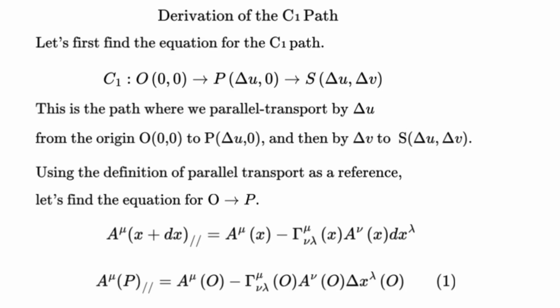Derivation of the C1 path. Let's first find the equation for the C1 path. This is the path where we parallel transport by δu from the origin O to P, and then by δv to S. Using the definition of parallel transport as a reference, let's find the equation for O to P.